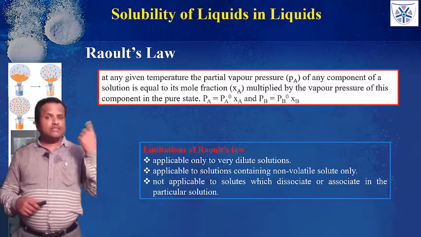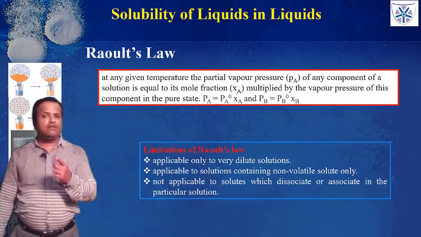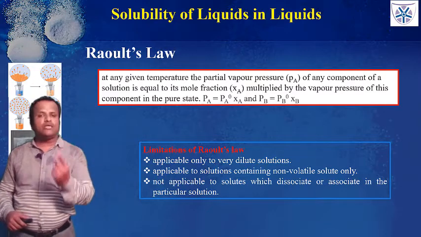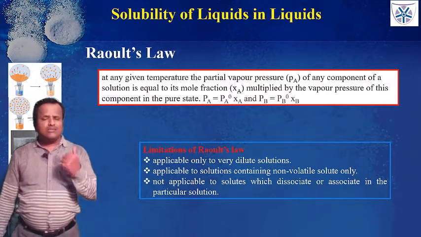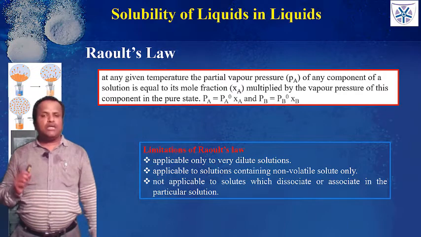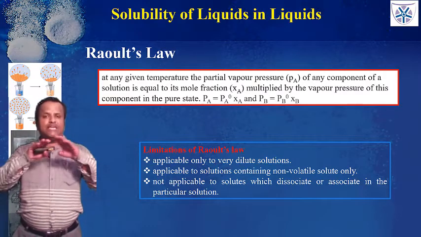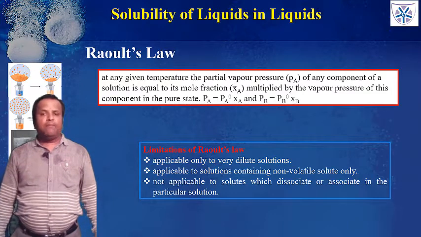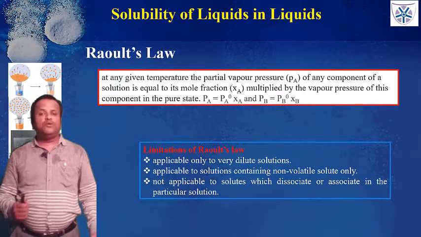In the previous case, we explained gases in liquids, particularly the pressure effect, by Henry's law. Here, for liquids in liquids, the solubility is explained by Raoult's law. What is Raoult's law? At any given temperature and pressure, the partial vapor pressure of any component of a solution is equal to the mole fraction of that component multiplied by the vapor pressure of the component in the pure state.